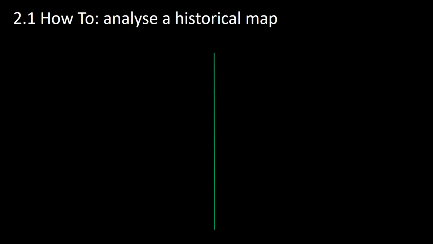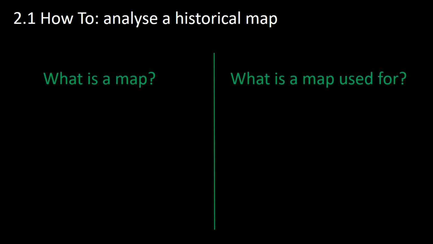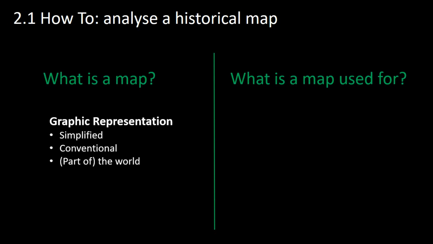Okay, now how to analyze a historical map. Let's first ask the question, what is a map? It's fairly easy to answer that one. And then what is a map used for? What's a map? Well, a map is a graphic representation, an easy way to show a part or the whole world in a conventional way.